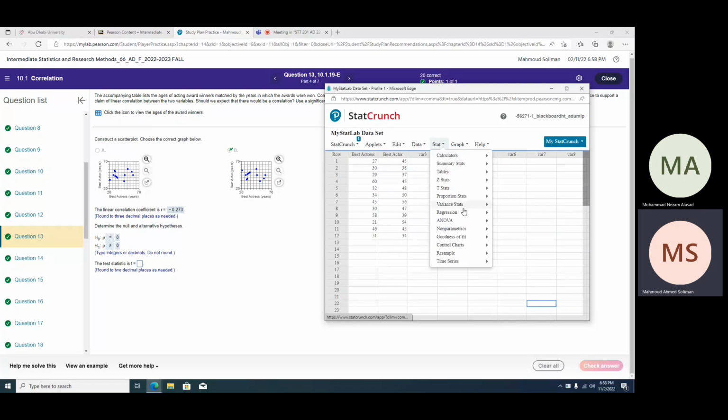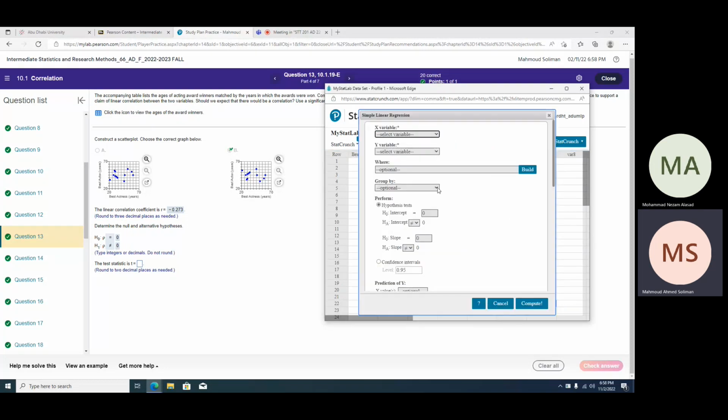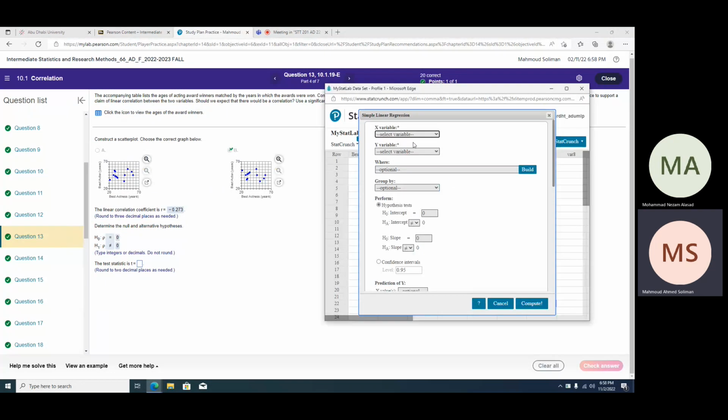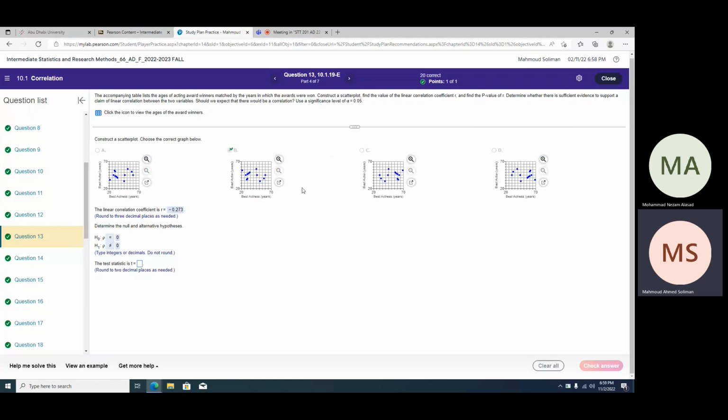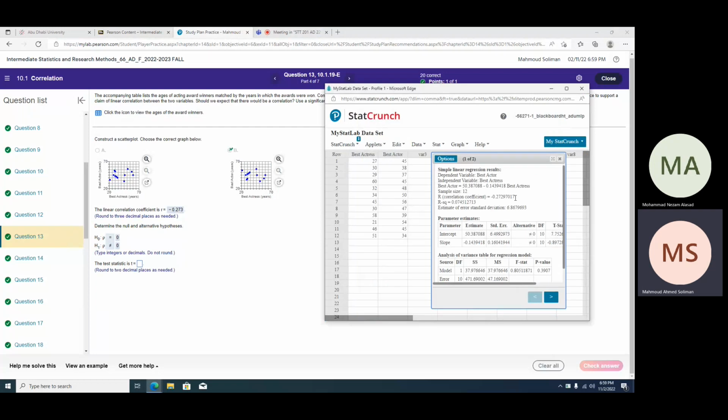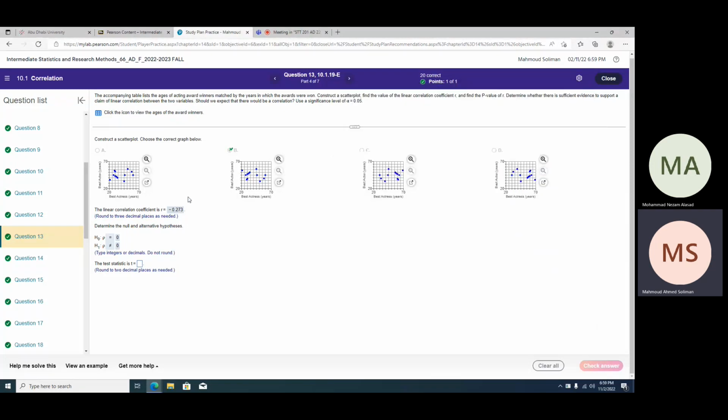I'll go to stat, regression, simple linear, and here look, best actress is on the x-axis. So we do best actress. Best actor is on the y-axis. So best actor. Compute. Here, correlation coefficient, we'll copy with the negative sign, paste, 3 decimals.